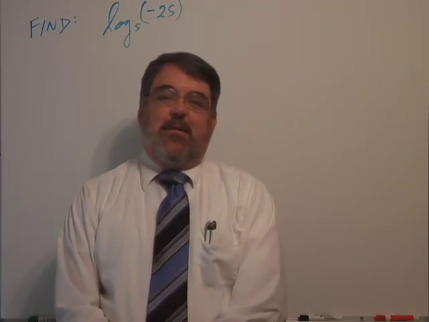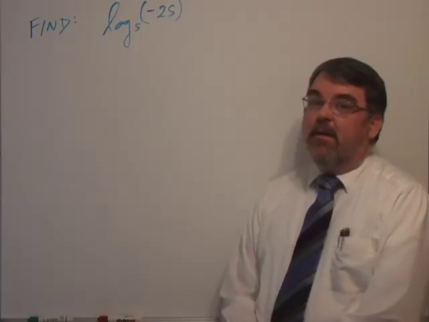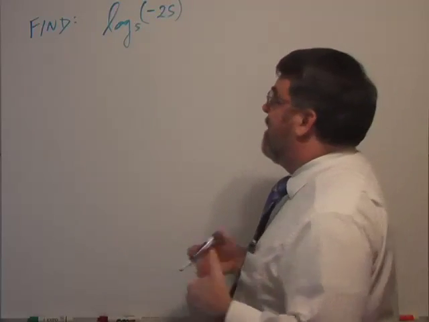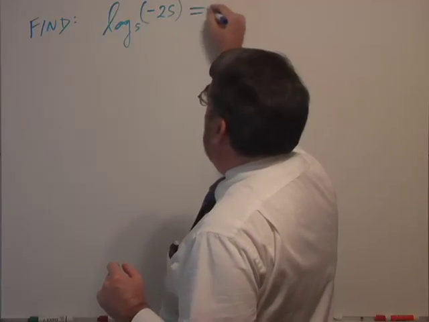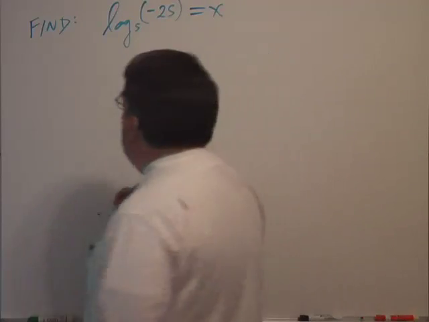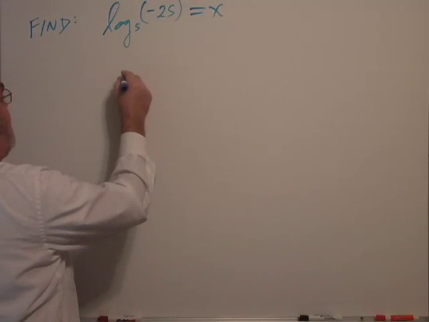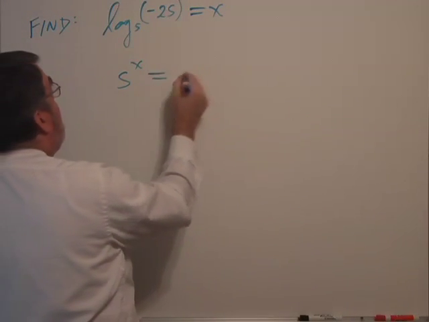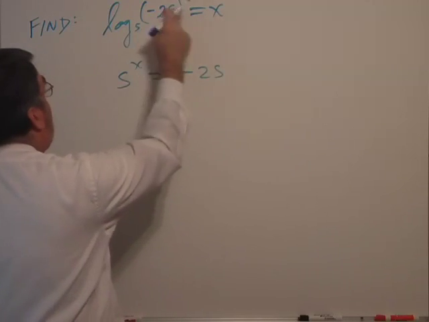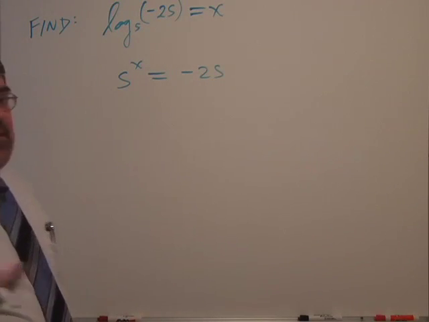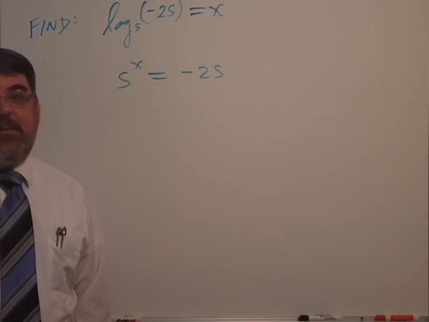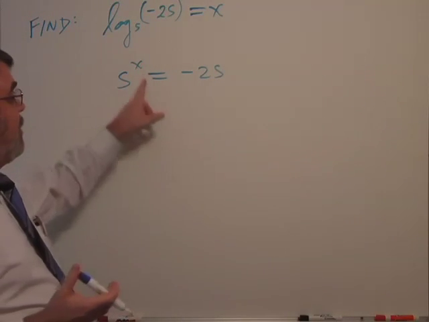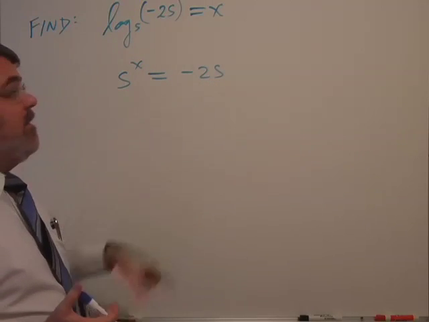This next one is a zinger. Find the log of negative 25 base 5. So I'm going to approach this naively, like I did the last problem. I'll call that x, and then change it to exponent form, 5 to the x power equals negative 25. 5 to the x is negative 25. All right, so what power of 5 will give you a negative number? There is no such number here that we can put that will give us a negative.